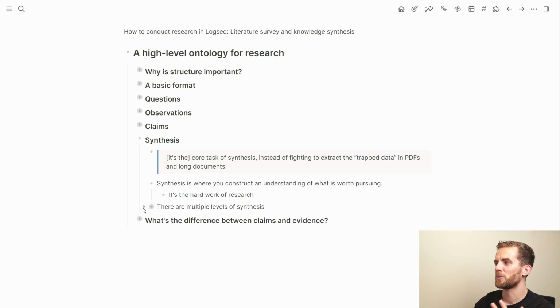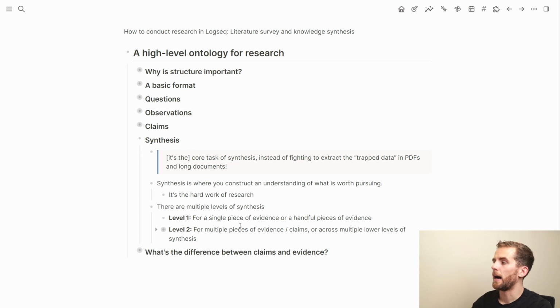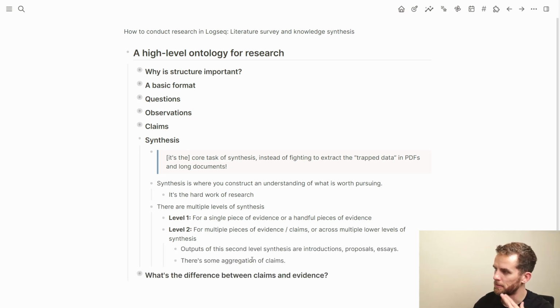Now, there are also multiple levels of synthesis. At the first level, I could synthesize the claims being made by one author, or a very specific narrow band between a couple of different papers. So level 1 is for a single piece of evidence or a handful of pieces of evidence. But then level 2 is for multiple pieces of evidence or claims, or across multiple lower levels. So if I have this one area, I'm like, okay, cool, how does that actually relate to this area? And then I need to synthesize them and add that high level of abstraction.